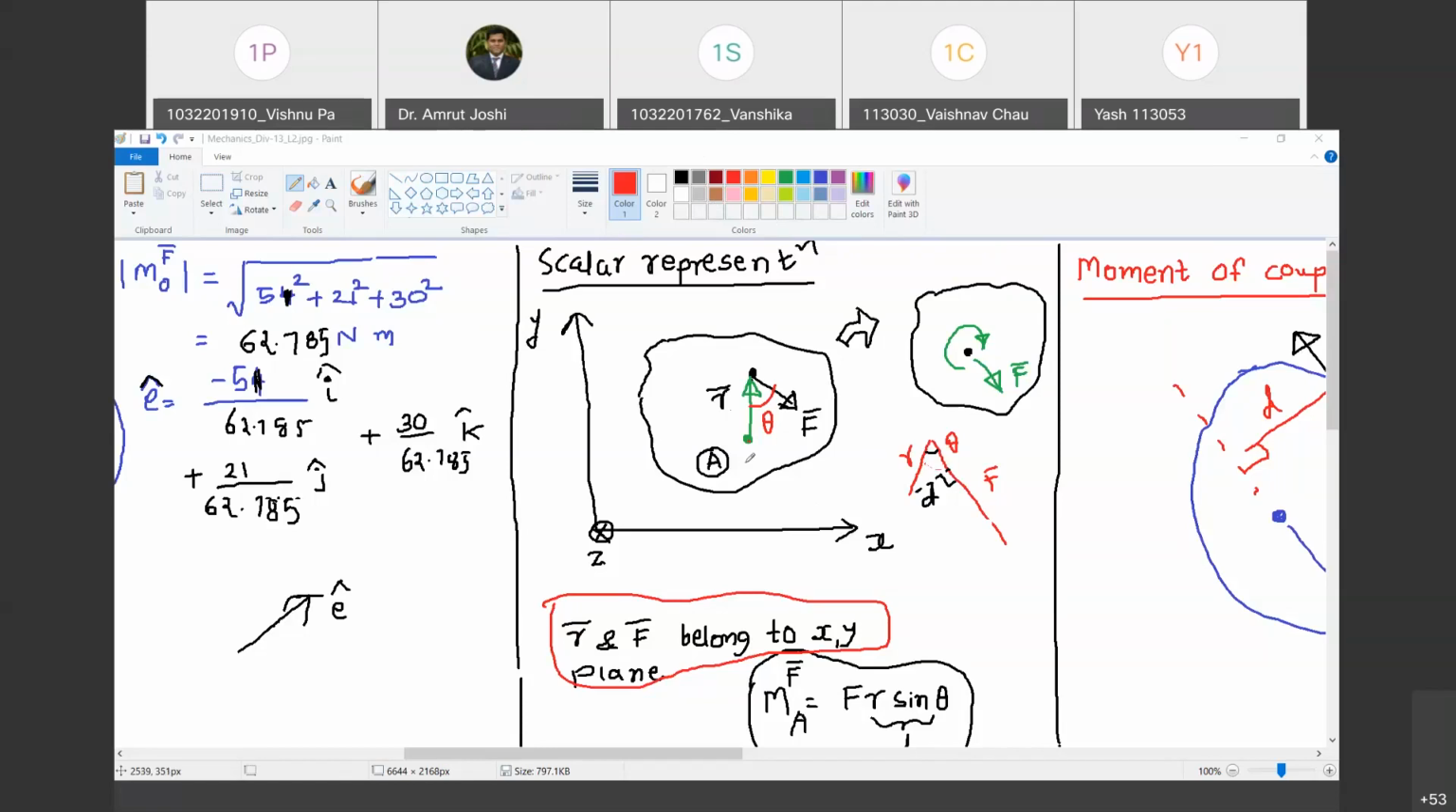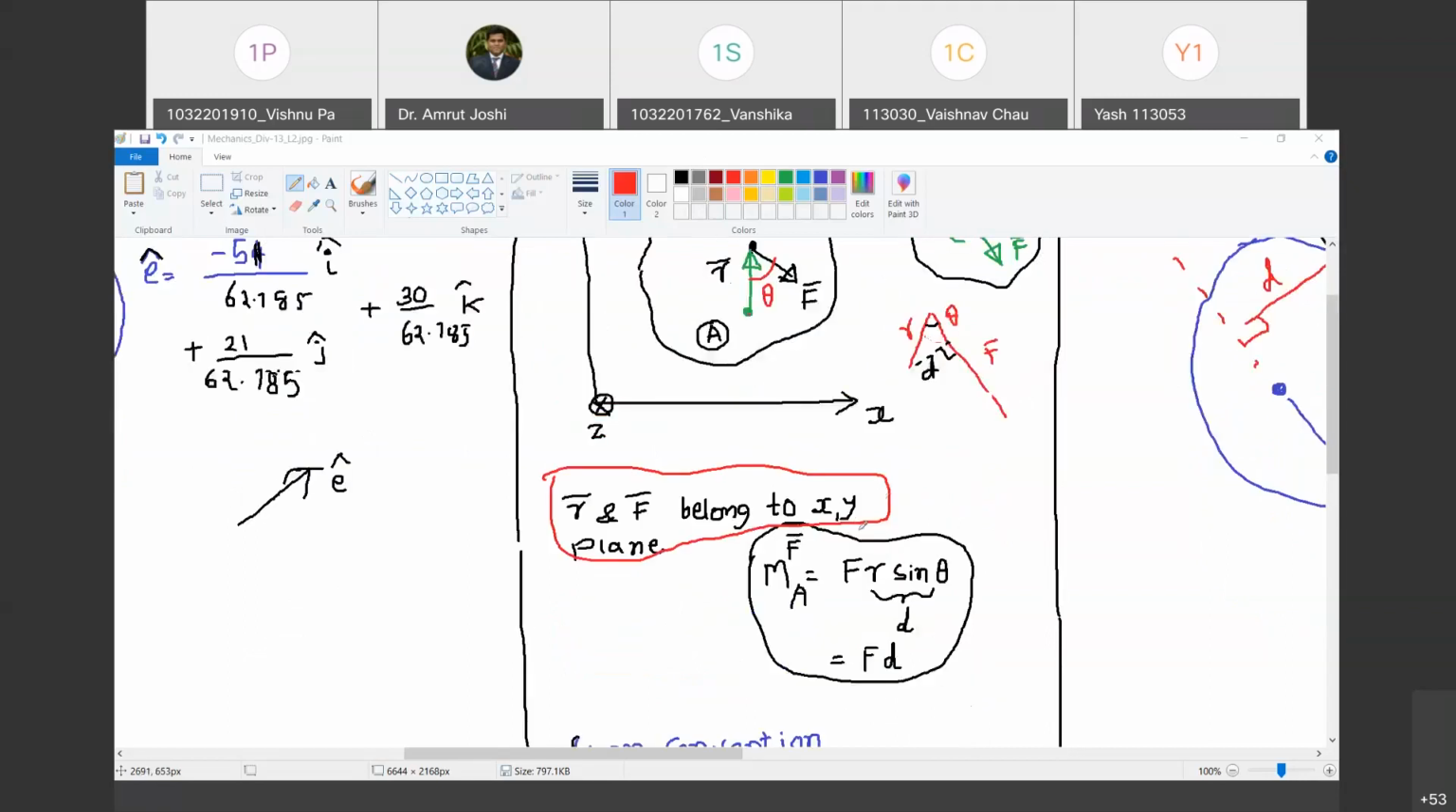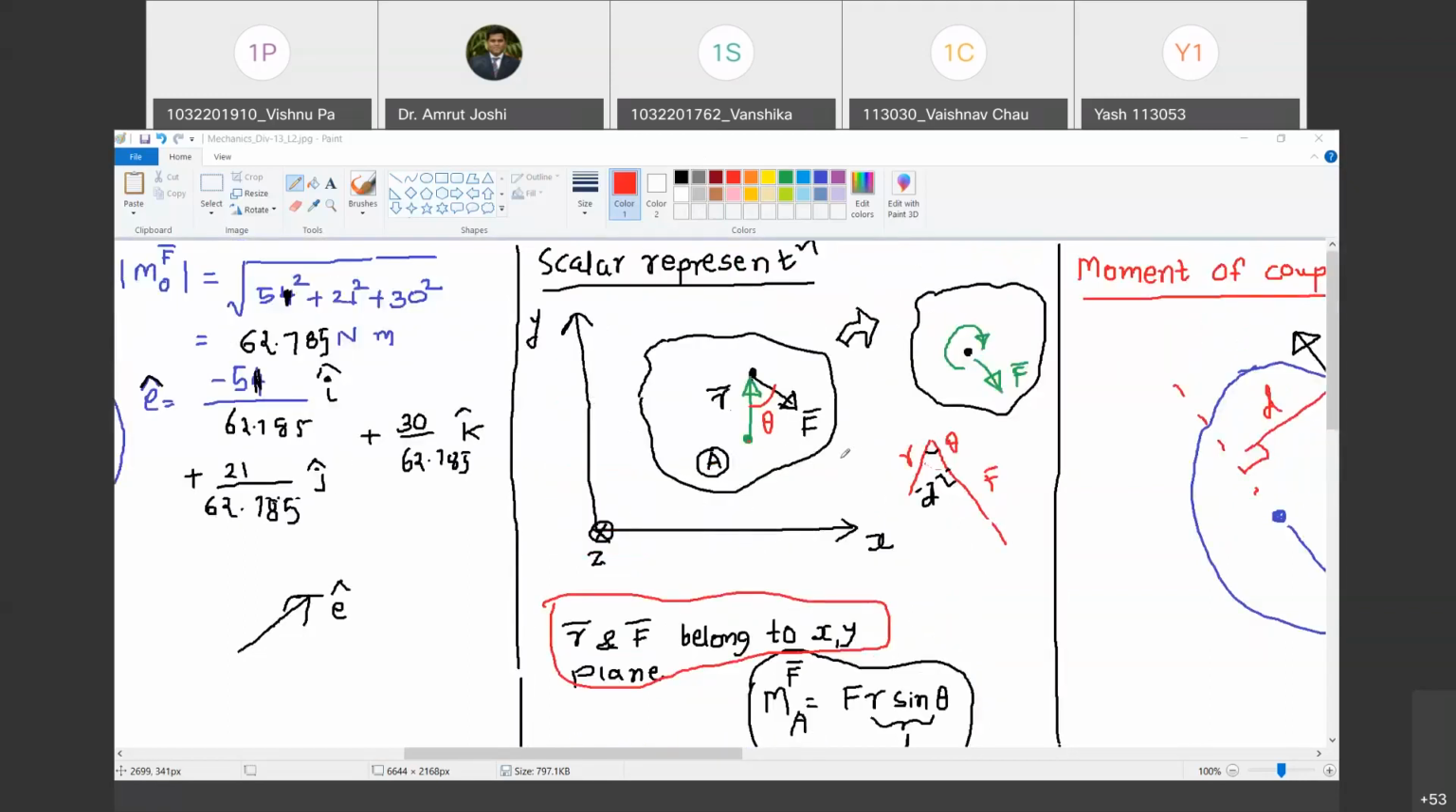I hope you have understood what I am trying to say. R bar and F bar, as they are going to lie in the XY plane, therefore the moment is going to be about the Z axis. Now, how is going to be the moment? For that, we need to do R bar cross F bar. Do you agree with me?